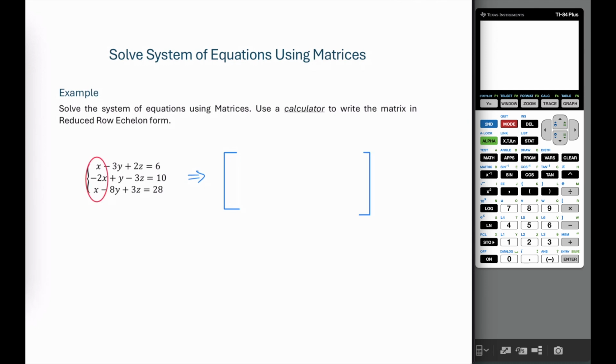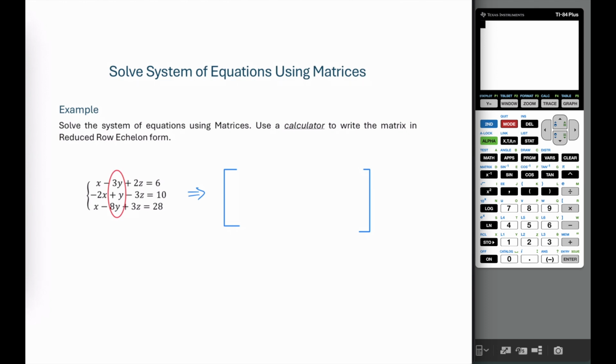And to do that, we need to make sure that our x's are lined up in a column, our y's are all lined up in their column, and the z's are lined up in a column. And all of the constants need to be to the right of the equal sign. We'll have an x, y, z column in our matrix. The vertical augment bar represents the equal signs, and then we'll have a column for the constants to the right of that vertical bar.